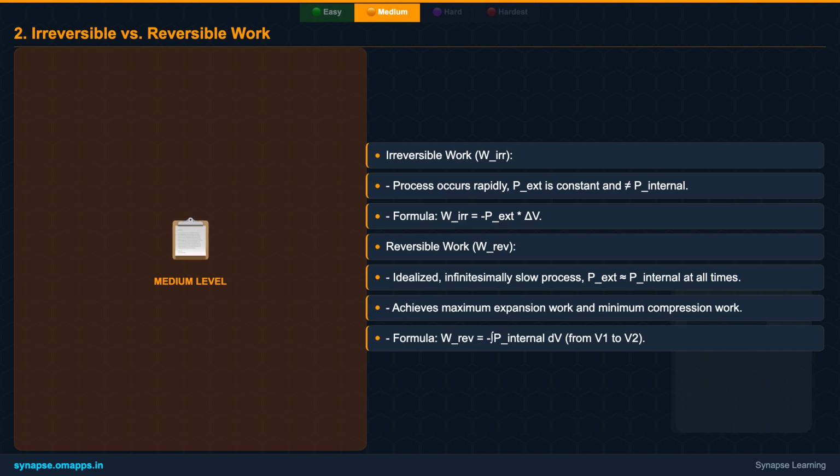Reversible work, however, is an idealized process that occurs infinitesimally slowly, maintaining equilibrium between the system and surroundings at every step. Here, the external pressure is always nearly equal to the internal pressure. Reversible expansion yields the maximum possible work from the system, while reversible compression requires the minimum work input. Its calculation involves integration, reflecting its path-dependent nature more accurately.